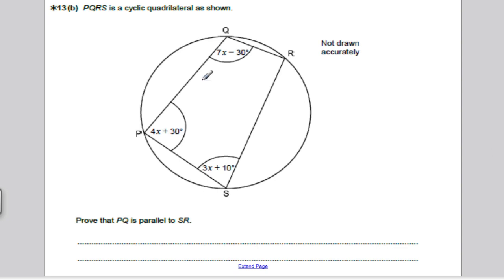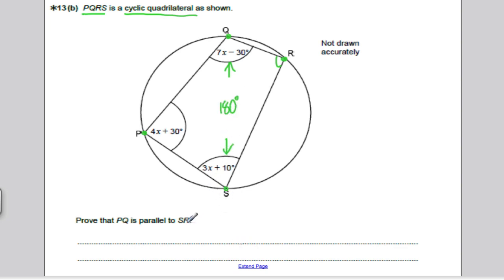Okay, now, it tells us that PQRS is a cyclic quadrilateral. That's a four-sided shape whose corners are on the circumference of a circle. We know a rule for these. We know that opposite angles add to 180. Now I don't have that angle there, so I can't do anything. But I know that one and that one must add to 180.